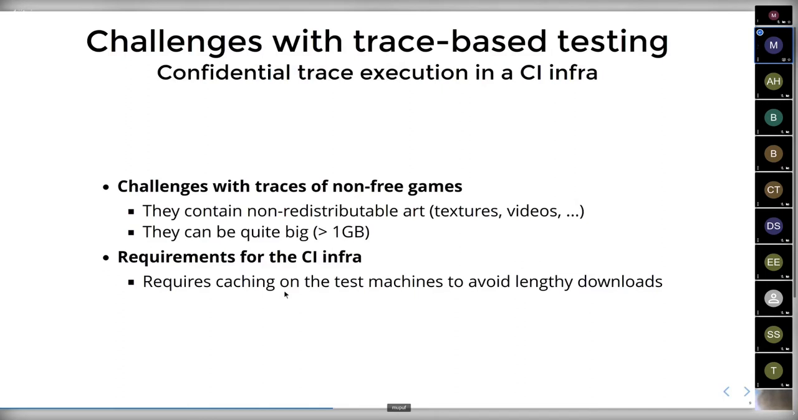The problem is that the machines can be used for multiple jobs. So we need the cache to be encrypted, or at least make sure that only the jobs that are allowed to access these traces are allowed. And yeah, that's it. So the way things are done right now with Freedesktop and Mesa CI is that the traces that are run are only the public ones, if I'm right.